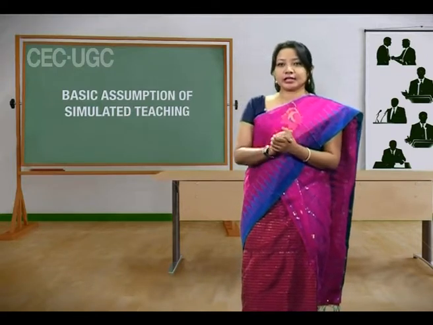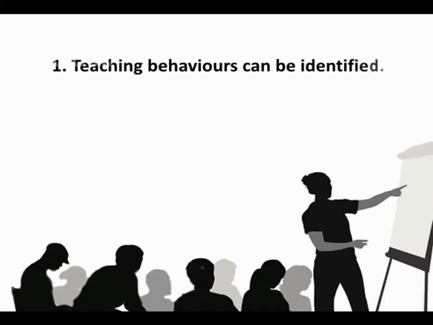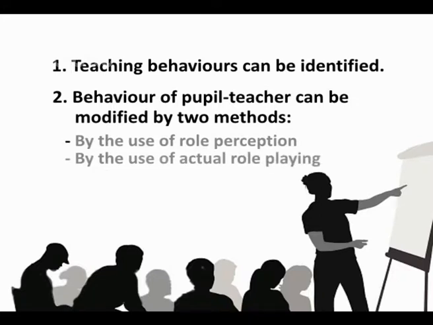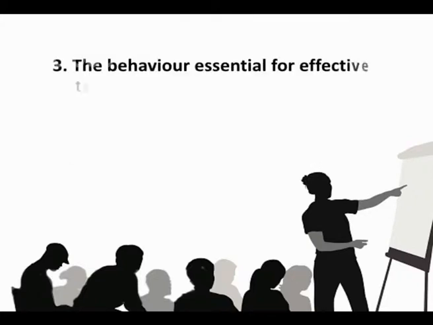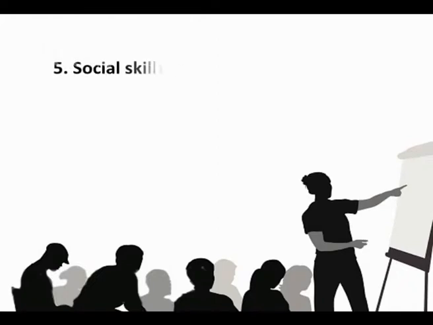The basic assumptions underlying simulated teaching are: Number 1, teaching behaviors can be identified. Number 2, behavior of the pupil-teacher can be modified by two methods, that is, by the use of role perception and by the use of actual role-playing. The third assumption is that the behavior essential for effective teaching can be drilled. Number 4, the feedback mechanism works in the modification of the pupil-teacher's behavior. Number 5, social skills can be communicated.